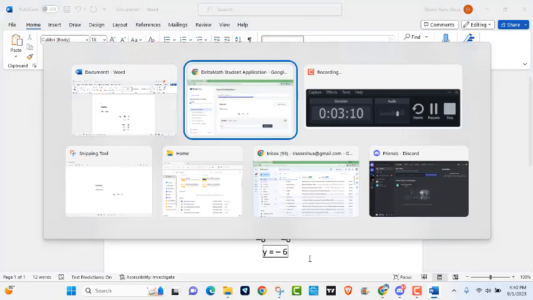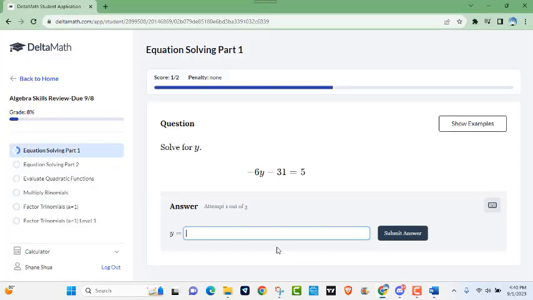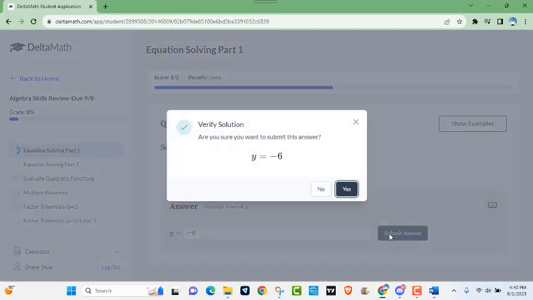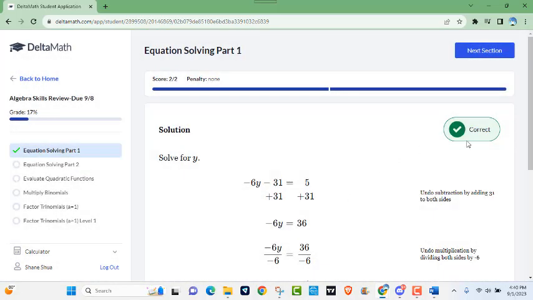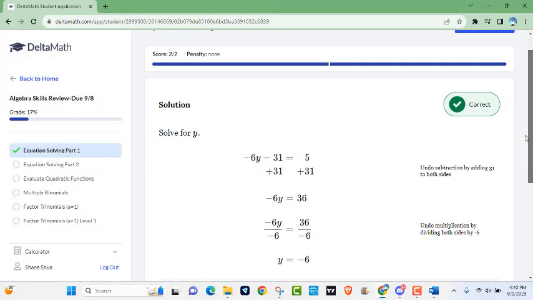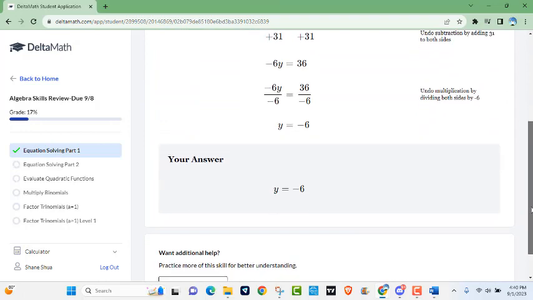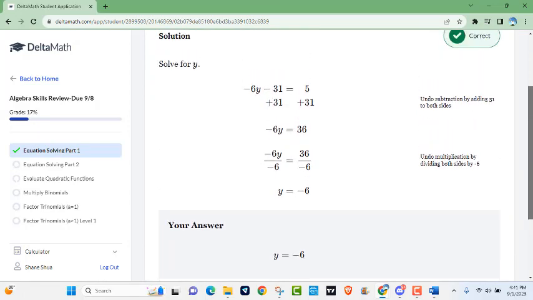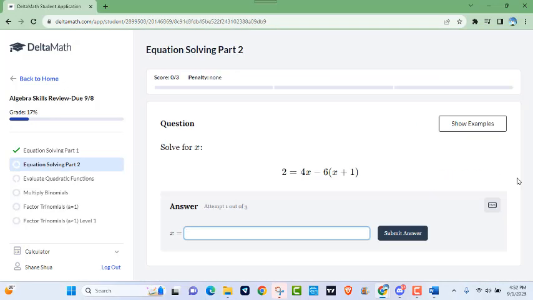Y equals negative 6. Go back to DeltaMath, y equals negative 6. Submit this answer. Are you sure you want to submit this answer? Yes. And it says it's correct. And you see, DeltaMath did the same thing that I did here. The exact same thing. Okay, everybody, let's take a look at question 3.